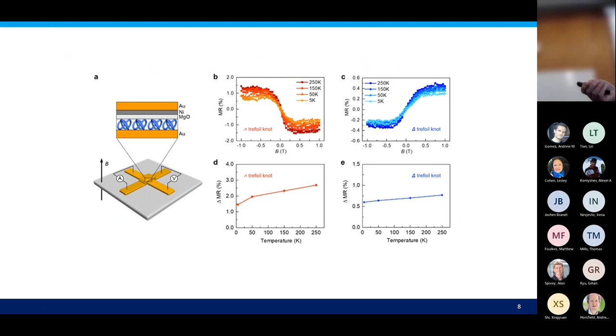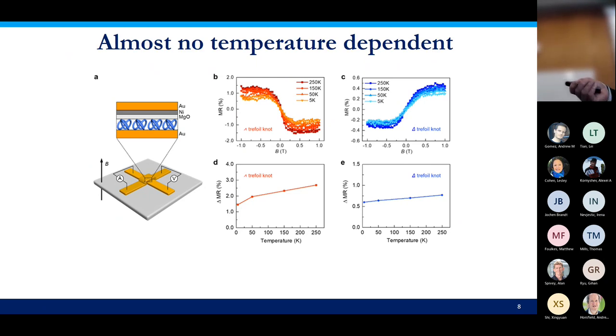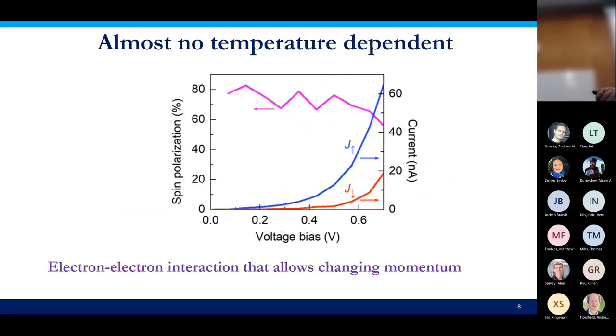Now, how can we explain it? We can explain it by the fact that here, electrons can share momentum with the delocalized electrons in the conjugated system. And sure enough, here's a theory that was performed, and you will see that we get high spin polarization, assuming electron-electron interaction. So here we see that because we have electrons that can absorb momentum, the conduction is enhanced, and there is almost no temperature dependence because the vibrations don't play an important role.